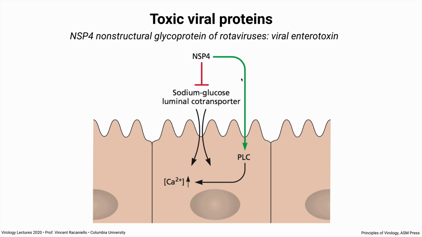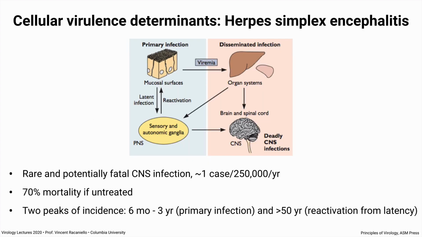At the same time, the virus also induces a phospholipase C-dependent calcium signaling pathway, which results in the increase of intracellular calcium, and we think that induces calcium-dependent chloride secretion, which contributes to the failure to retain water. So we think this enterotoxin is a big player in the production of diarrhea caused by infection. So those are some examples of viral genes that regulate virulence.